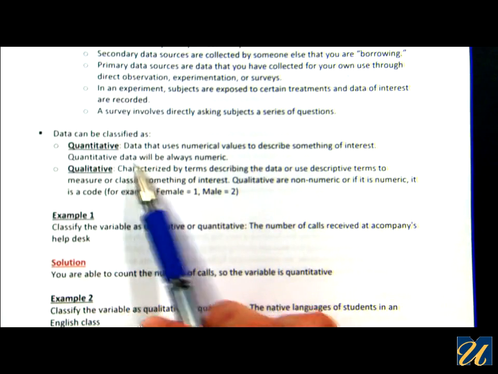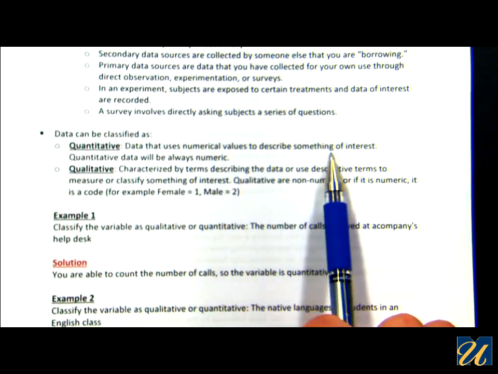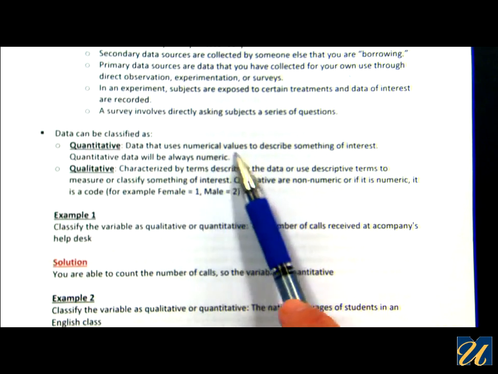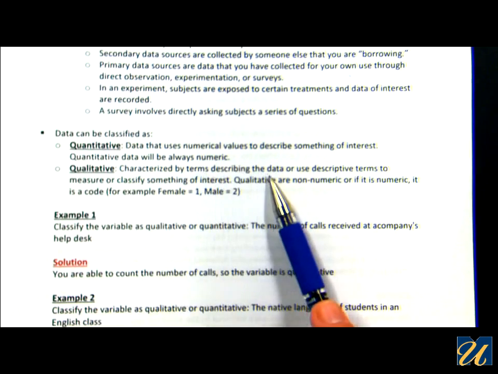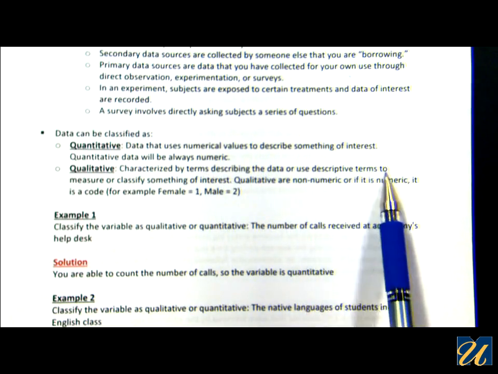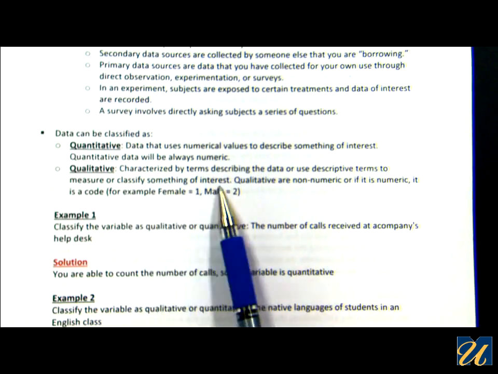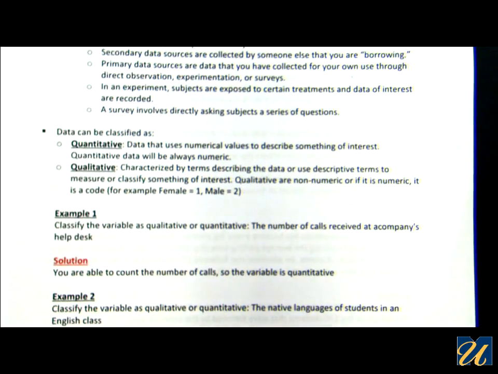Quantitative data is data that uses numerical values to describe something of interest, and it is always numeric. Qualitative data is characterized by terms describing the data, or uses descriptive terms to measure or classify something of interest. What we need to remember is that qualitative data can be either numeric or non-numeric. Non-numeric, I believe, is obvious: anything that you use to characterize and present the information.